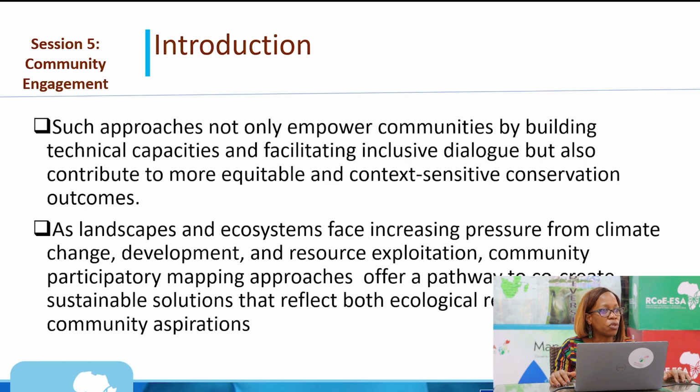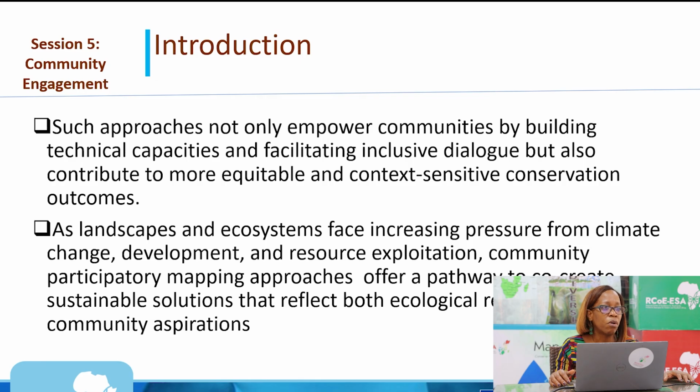So such approaches not only empower communities by building technical capacities and facilitating inclusive dialogue, but also contribute to more equitable and context-sensitive conservation outcomes. As you all know, all communities are very different. The community dynamics are very different. So unless you understand the community dynamics, most of these conservation outcomes cannot be sustainable.